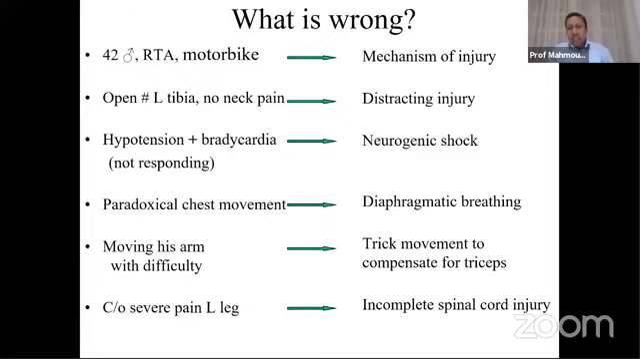The paradoxical chest movement means diaphragmatic breathing, means the diaphragm is working, because the level of this injury was C5, C6, means that the diaphragm, which is C3, 4, and 5, was working, but all intercostal muscles are not. Moving his arm, as I mentioned, is a trick motion to compensate for the triceps, the severe pain because of incomplete spinal cord injury. And I think I need to stop at this slide, and I'm happy to take any questions.